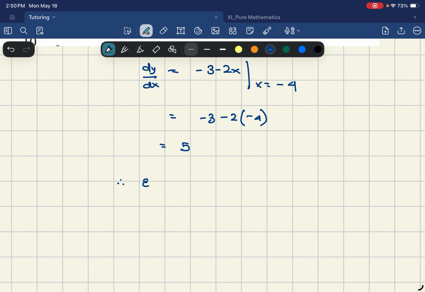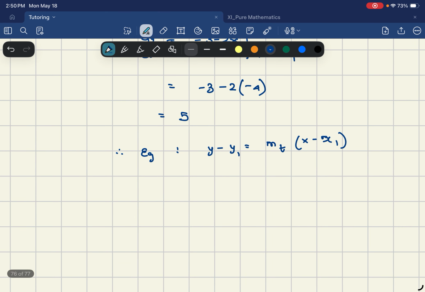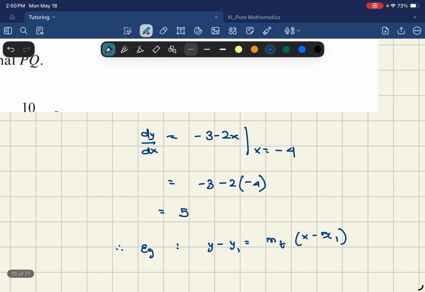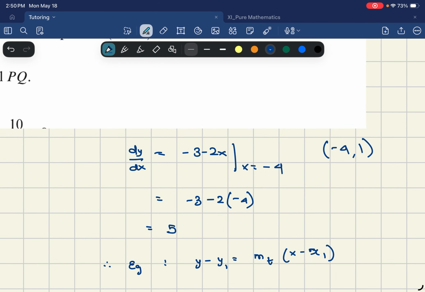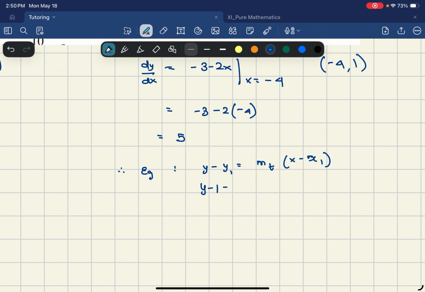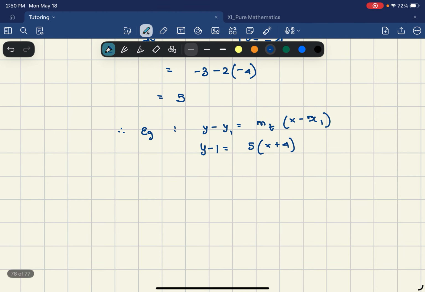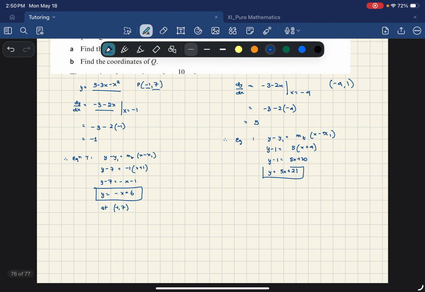So therefore, the equation of the tangent line is going to be y minus y1 equals m tangent times x minus x1, right? So now I substitute. This point was minus 4 comma 1, right? So I substitute these values here. So y minus 1 equals m_t, which is 5, times x plus 4, and I'm going to get y minus 1 is equal to 5x plus 20, and y is going to be 5x plus 21. All right, so now I know the equations of my two tangent lines.